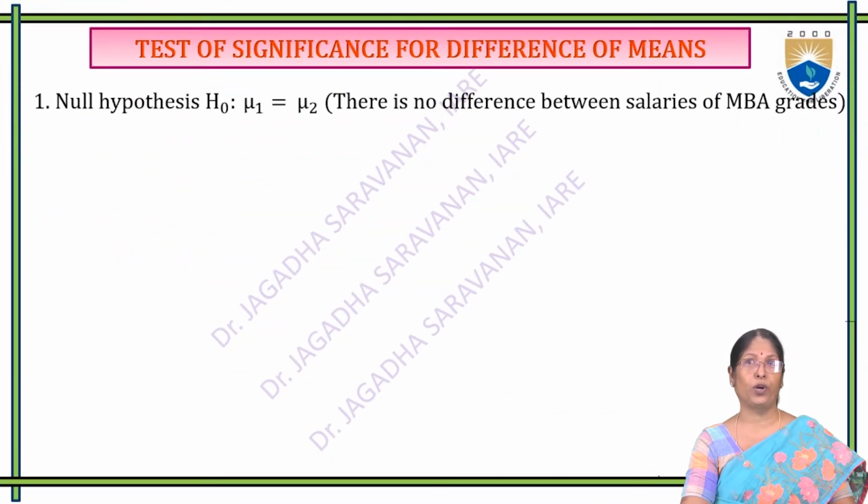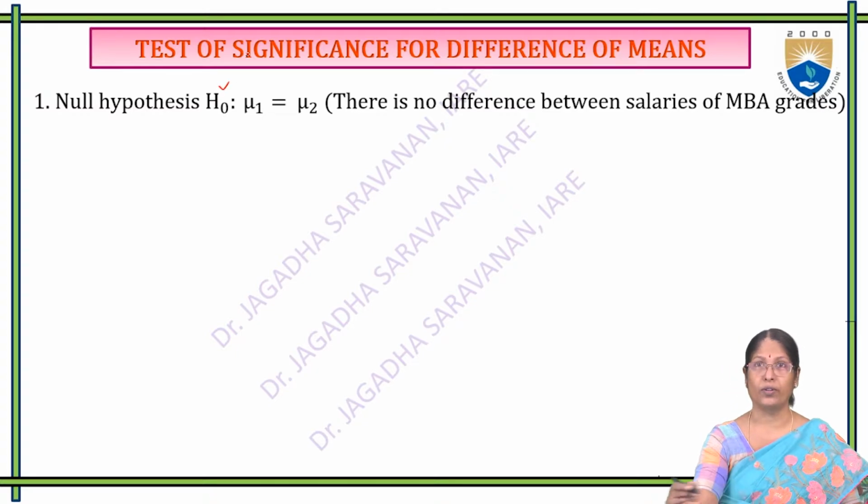Here is the first point. The question asks us to check whether there is any significant difference in the salary of MBA graduates. First, the null hypothesis: mu1 equal to mu2. That is, there is no difference in the average salary between the two cities, Chennai and Mumbai. So mu1 equals mu2, and for the null hypothesis the symbol is H0.